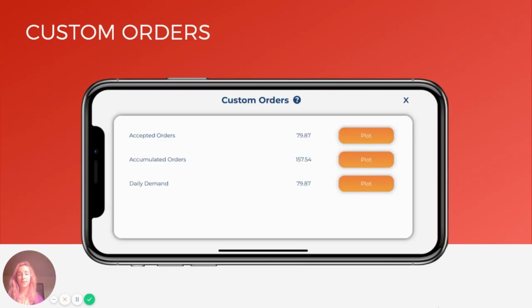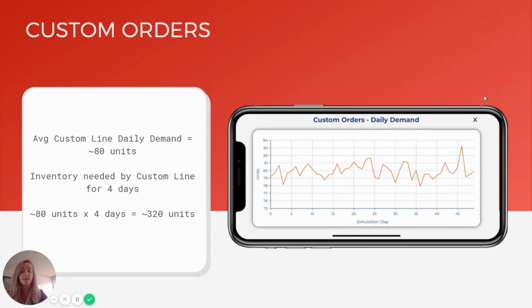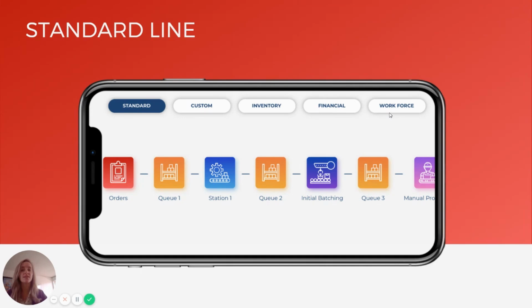If we plot the daily demand, we can see that the custom line has an average daily demand of around 80 units per day. And if we times that 80 units by 4 days, we realize that the custom line requires around 320 units. And let's see about the standard line.